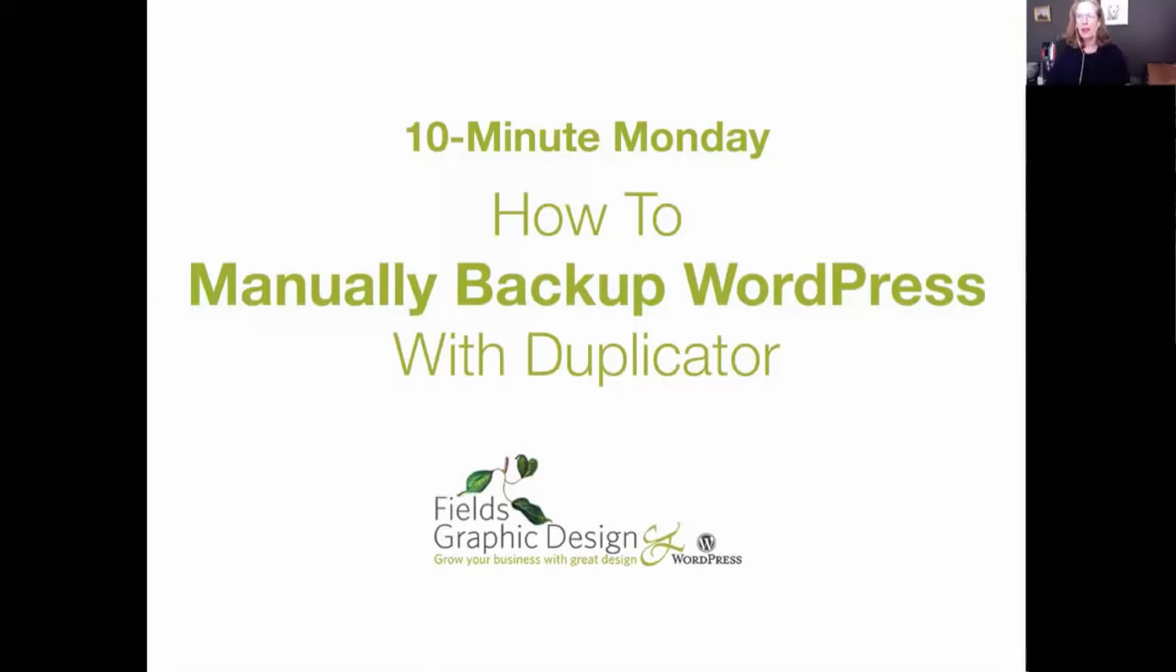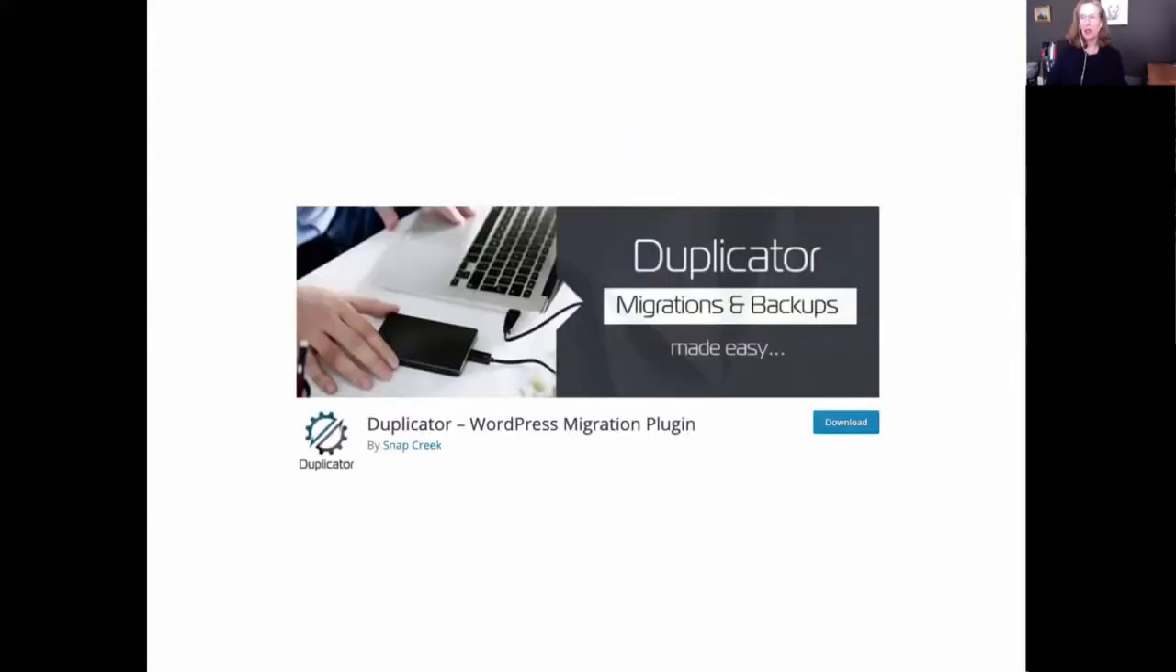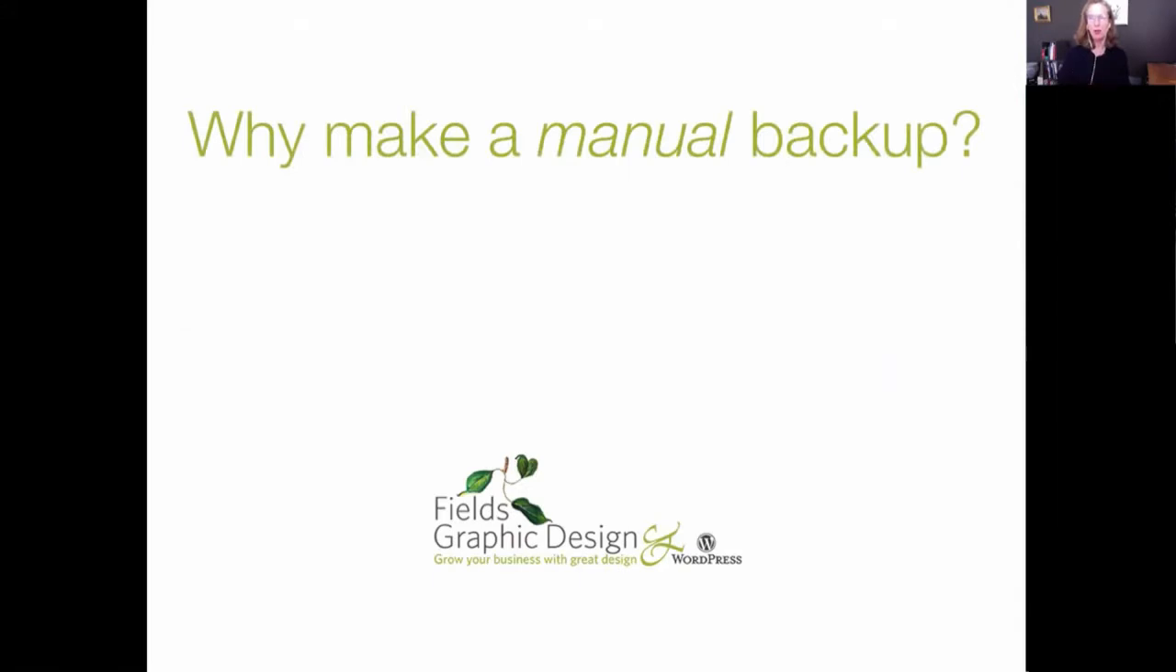10-Minute Monday. Today I'm speaking about how to manually back up WordPress with Duplicator, which is a plugin. There's a free version and a paid version, and I've always used the free version. Duplicator is a manual backup versus plugins like Backup Buddy and a few others that are automated. You set them up. But I really like Duplicator.